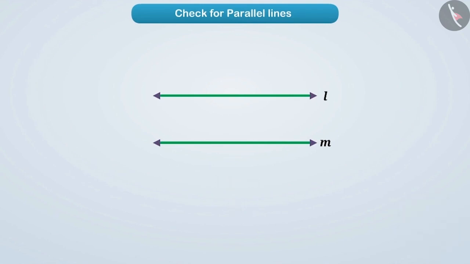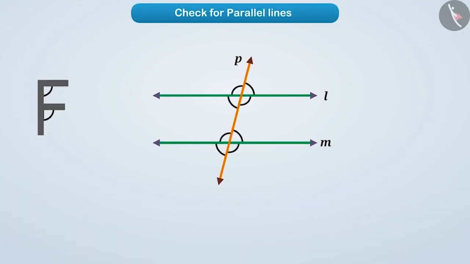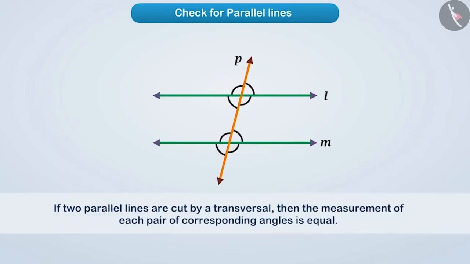Let us tell you. Let us draw a transversal line P which intersects line L and line M. These different angles constructed by the line P are as follows. Keeping in mind the shape of F, the pair of corresponding angles. You must remember that if two parallel lines are cut by a transversal, then each pair of corresponding angles is equal. Is the measure of each corresponding angle the same here?